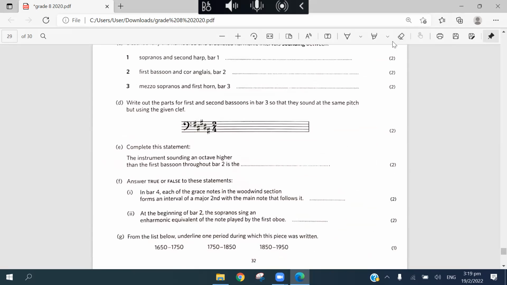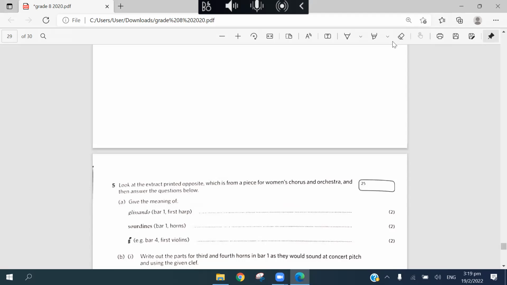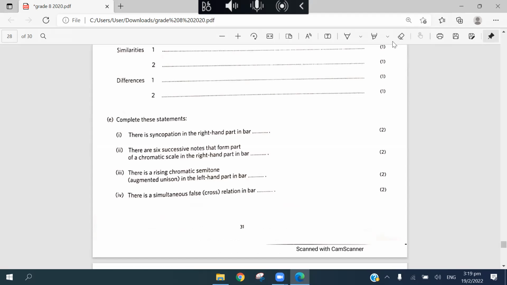The next one, 他讲什么？Next one, a rising chromatic scale. Do you remember what is that? Can you give me an example? Rising chromatic scale. Verily, do you remember?